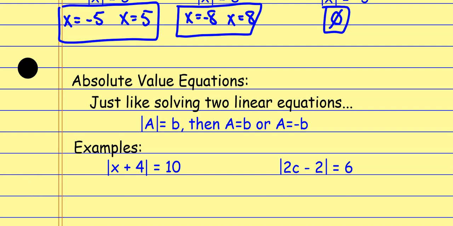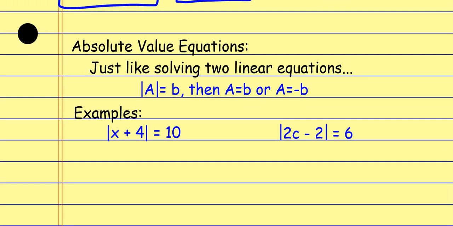Okay, so the absolute value is just like solving two linear equations. If I have the absolute value of A equals B, well, then A is either the positive version of B or A is the negative version of B. It's either of those two things that's that same distance from 0. Okay? And here's what that looks like when I do it in terms of a more complicated equation.